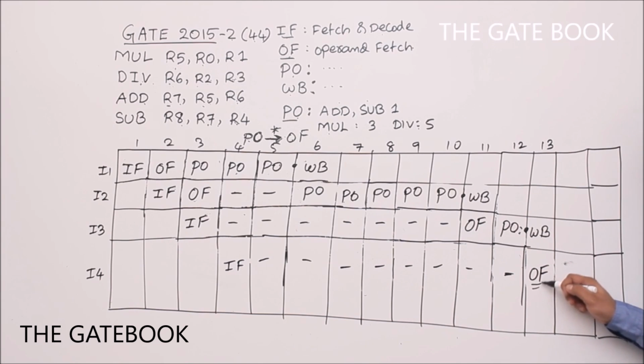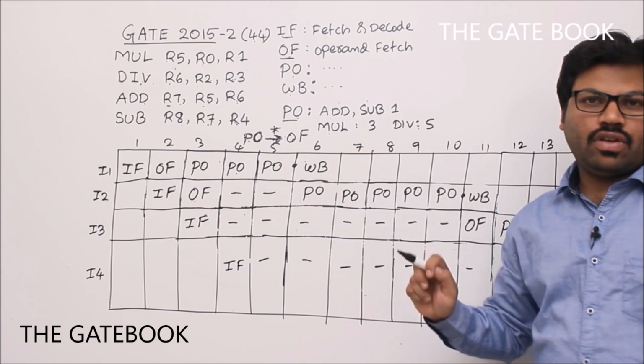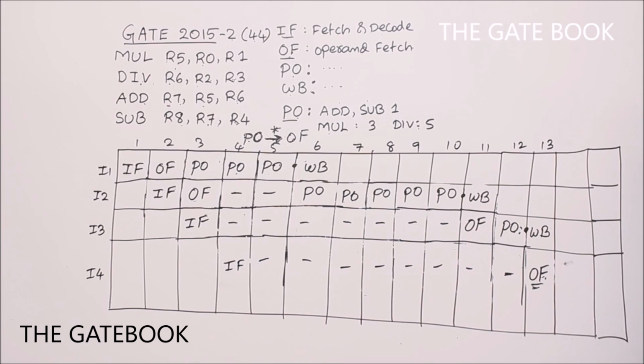Now to do operand fetch, data is already available. See why I am focusing on OF? Because data should be forwarded between PO to OF. Without data availability, we can't do OF. Understand? That's why. Now let me ask you, whoever is attending my lectures, I am asking you this question.